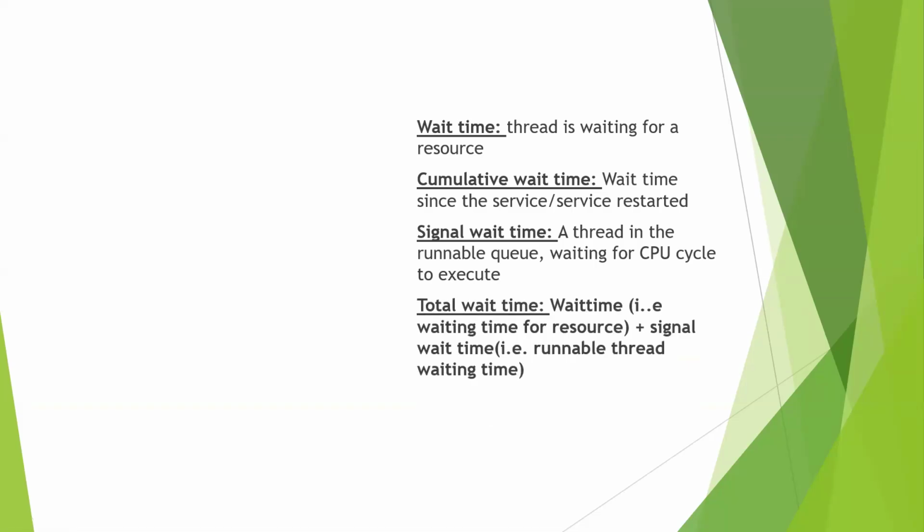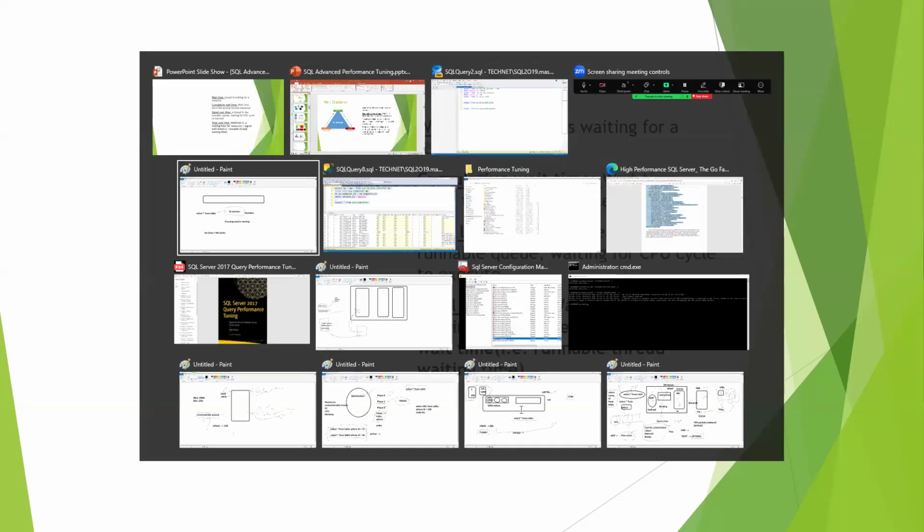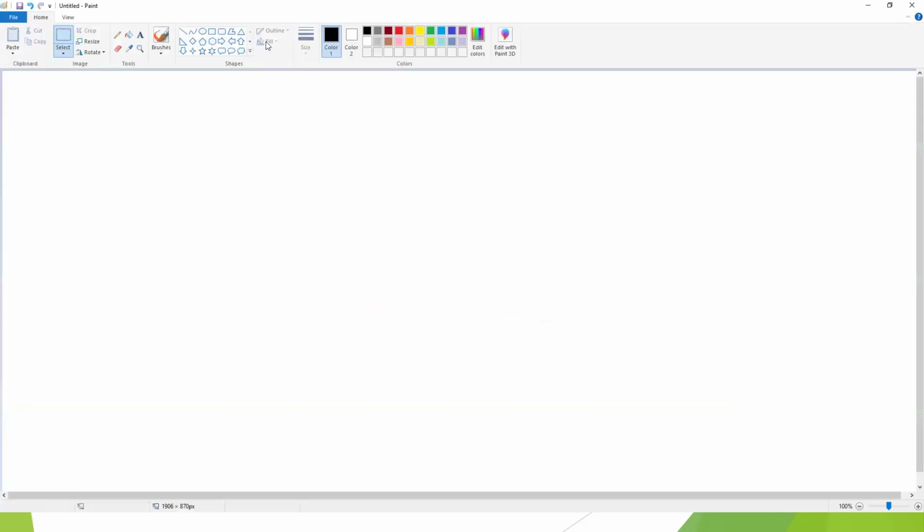Total waits. So total wait is the wait time, that is the waiting time for a resource, plus the signal wait time, the runnable thread wait time, right? So the total wait we have to consider is the resource wait time plus the signal wait time. Let's say, for example, a thread. Sorry, can you explain the signal wait again?